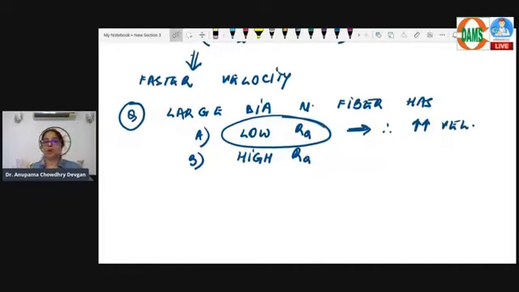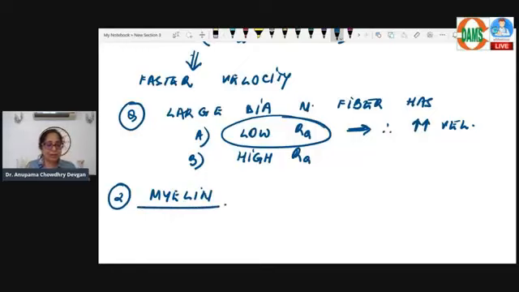Right? So 2 ways to understand the effect of diameter. Larger diameter nerve fibers will have a faster velocity of conduction. Right? Smaller diameter nerve fibers will have a slower velocity of conduction. Second factor which affects the velocity of conduction is the presence of myelin.